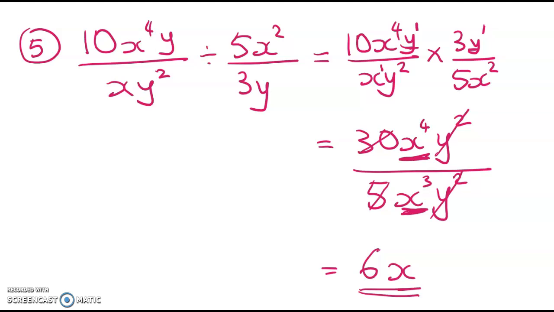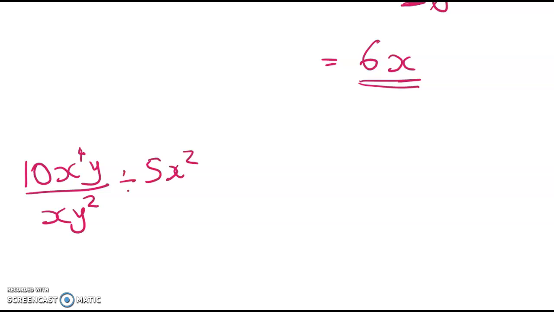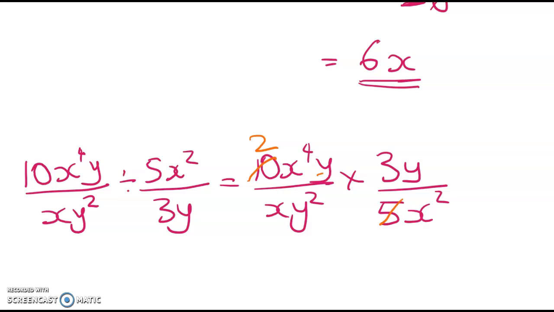Now I'm going to do it with some simplifying from this step here. Okay, so I'm going to do the whole thing again right from the start. So 10x to the power of 4y over x y squared divided by 5x squared over 3y is equal to this. But here's where I can start to do some cleaning up. Well, 10 divided by 5 gives me 2. Here I've got y times y divided by y squared. So we can simplify those out. And with the x's, I can see that I can clean up.